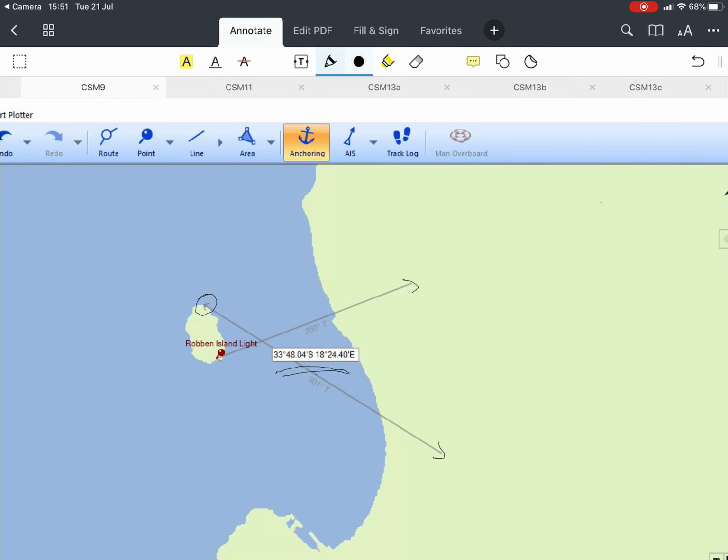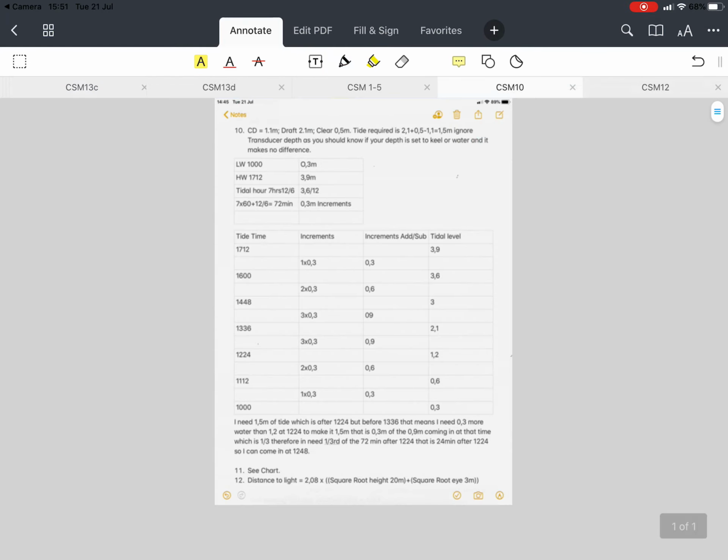Question number 10 is dealing with tidal heights. Okay, so it's all self-explanatory over here. We want to have a tide of 1.5. How did we get that? We said we had a charted depth of 1.1. We've got a draft of 2.1, and we want to clear by 0.5. So we need 2.1 plus 0.5 less what we already have, which gives us 1.5.